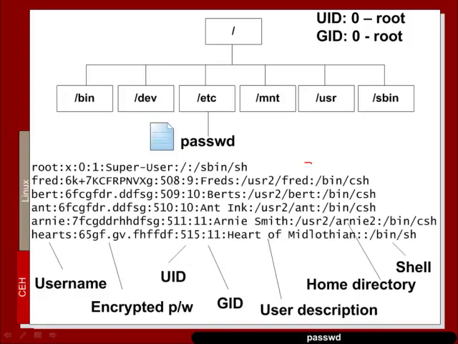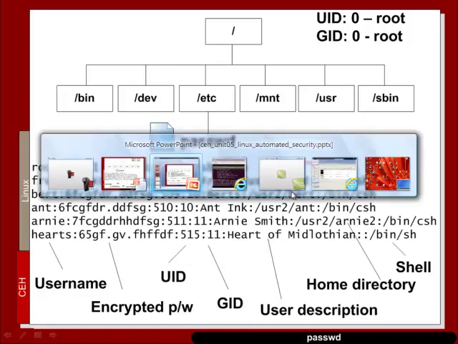In this case, Fred has a user ID of 508, and he's in the group ID of 9. The description of him is just Fred's, and the home directory is /user2/fred, and then the shell that he uses is /bin/csh. So let's have a look at that.